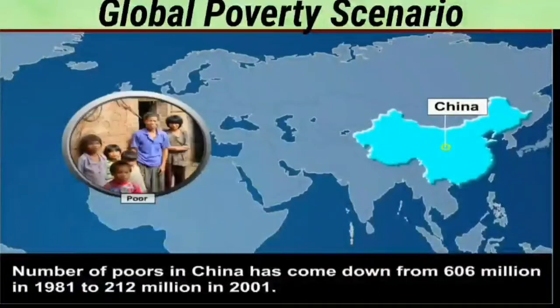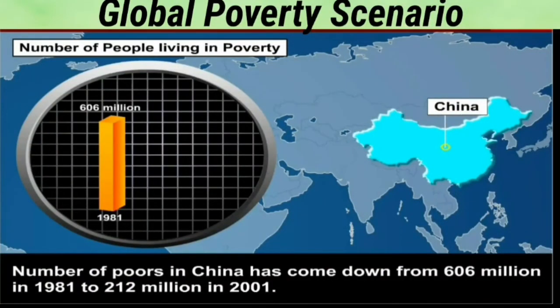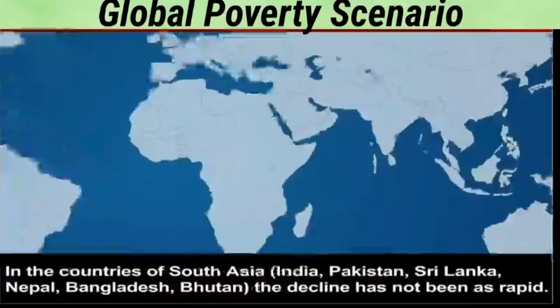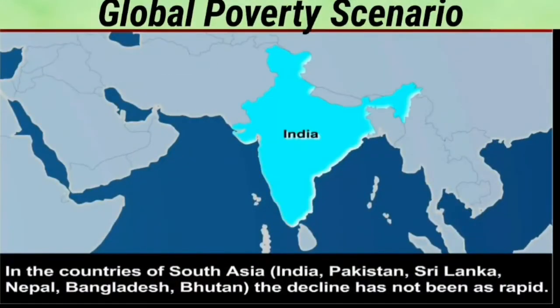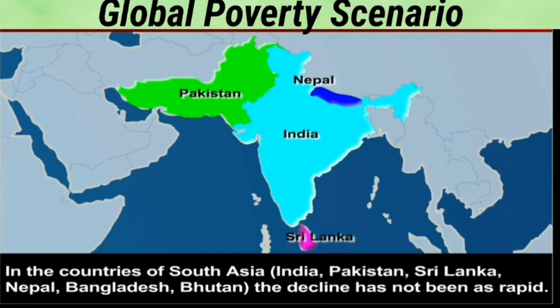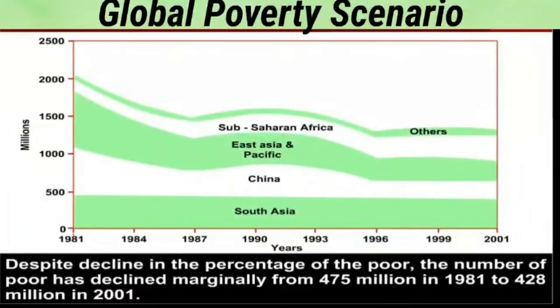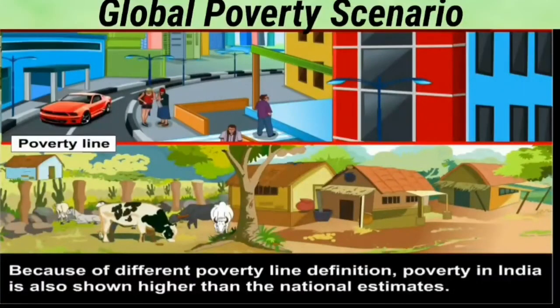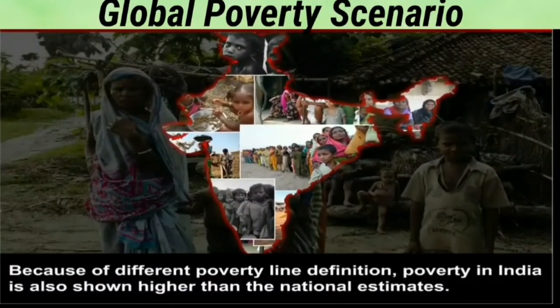The number of poor in China has come down from 606 million in 1981 to 212 million in 2001. In the countries of South Asia, which are India, Pakistan, Sri Lanka, Nepal, Bangladesh, and Bhutan, the decline has not been as rapid. Despite a decline in the percentage of the poor, the number of poor declined marginally from 475 million in 1981 to 428 million in 2001. Because of different poverty line definitions, poverty in India is also shown higher than the national estimate.